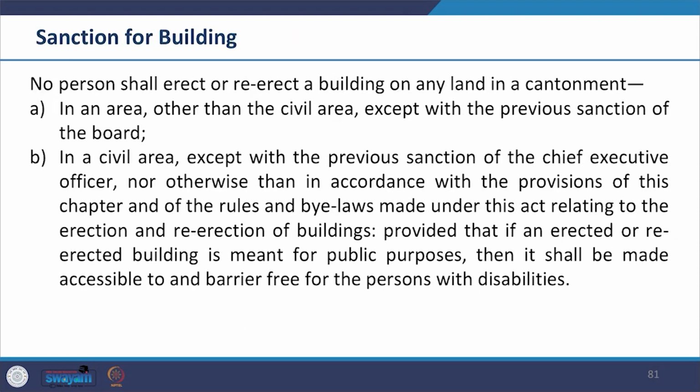The board also sanctions permission for building. You may pay attention: no person shall erect or re-erect a building on any land in a cantonment in an area other than a civil area except with the previous sanction of the board, or in a civil area except with the previous sanction of the officers involved.